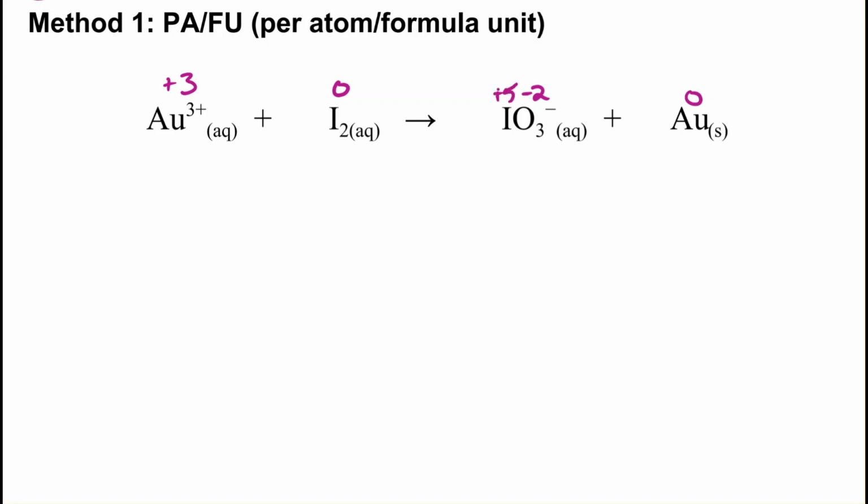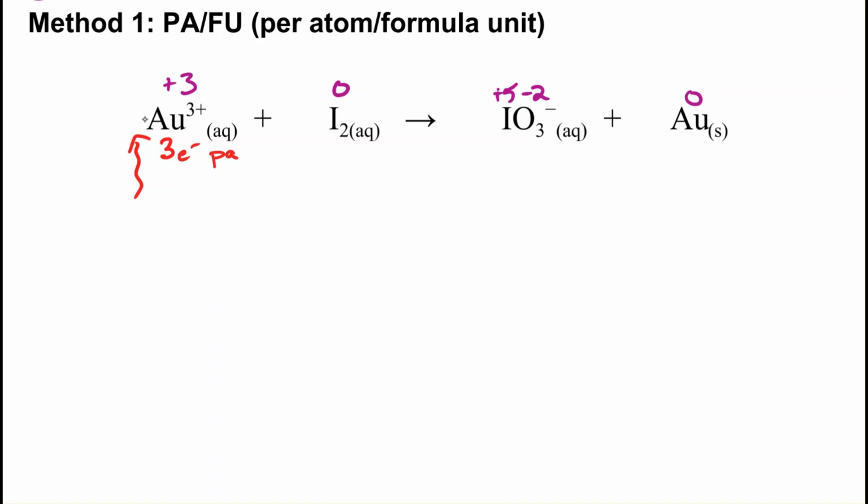So let's go ahead and identify what's being oxidized and what's being reduced. What's gaining electrons and what's losing electrons. So gold is going from 3+ to 0. Does it sound like it's gaining negatives or losing negatives? Well, it's becoming more negative, so it's gaining negatives. How many negatives? It's gaining 3 electrons per atom.